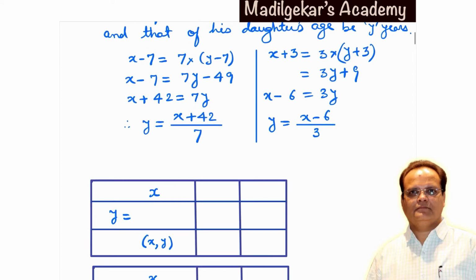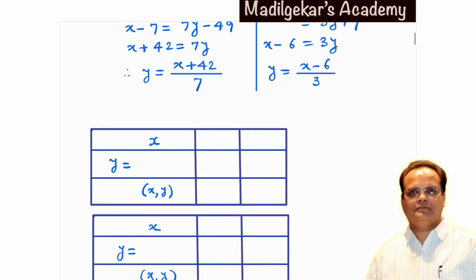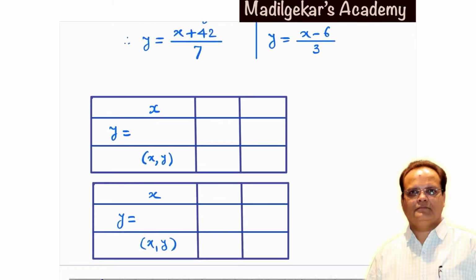To draw graphs of these two equations, we must know the points. 2 points are sufficient to draw graph of any line. So consider the first. In the first row, you write x. In the second row, you write the value of y. In the third row, pair x comma y. So if we substitute 0, this will be convenient. So if x is 0, then the corresponding y value is, yes, 6. So 0 comma 6 is the first point.